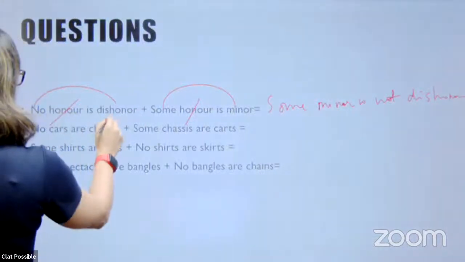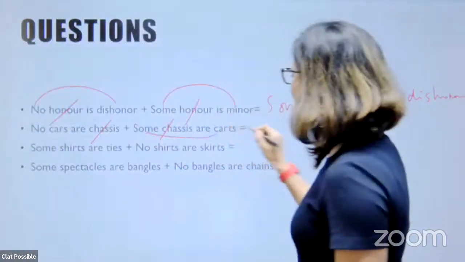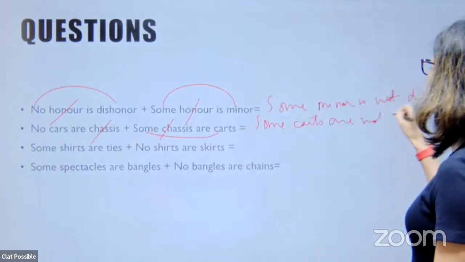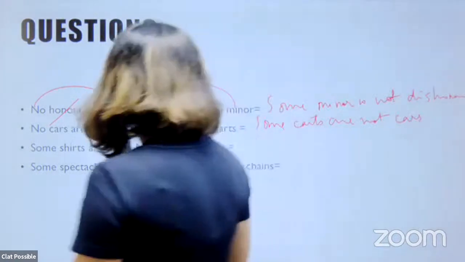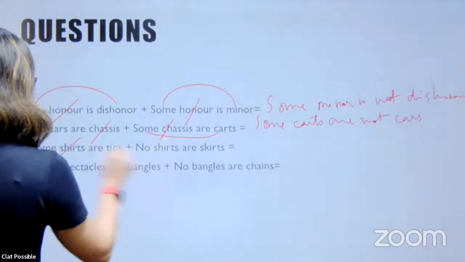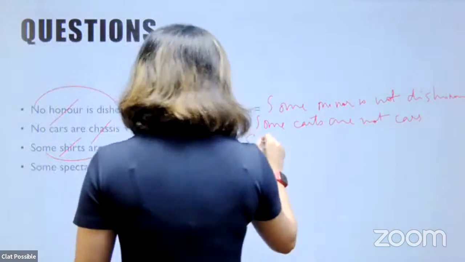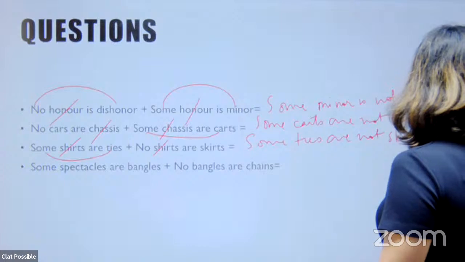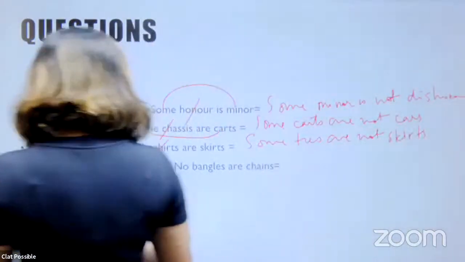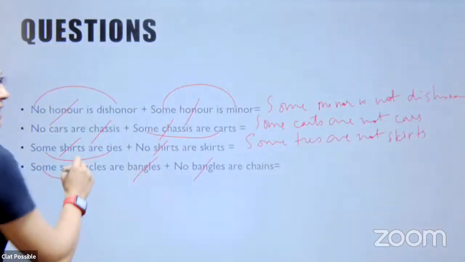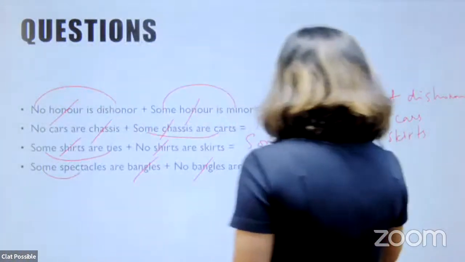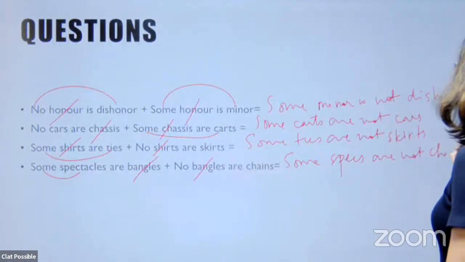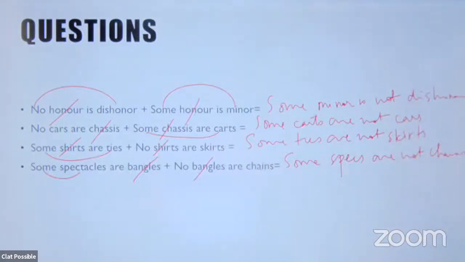My second answer is sum remains with sum. Some cards are not cars. My third answer is some ties are not skirts. And my last answer is some spectacles are not chains. Who all got all correct?